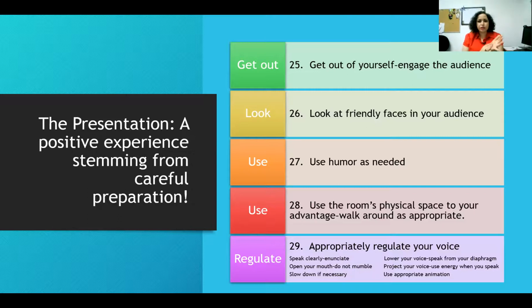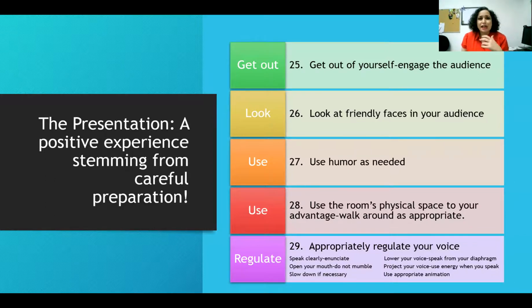Thanks, Yesenia. Number 27. Use humor as needed. You're not going to be a comedian. You don't need to be a comedian. You are an industrial engineer. But you can use humor, and that's really good. But be careful, because this is not about bringing some jokes just because you may think that it can break the ice. No, it's not about joking.